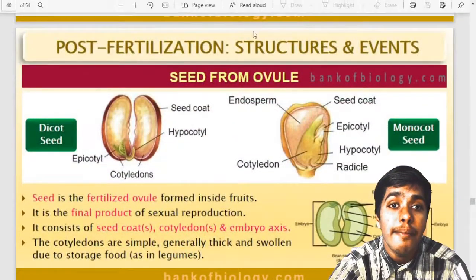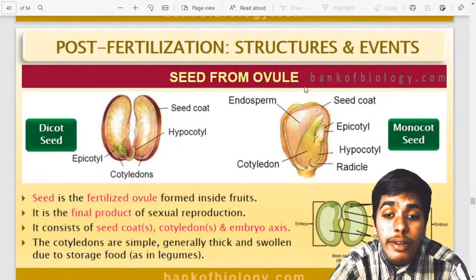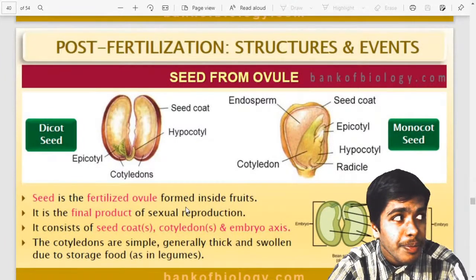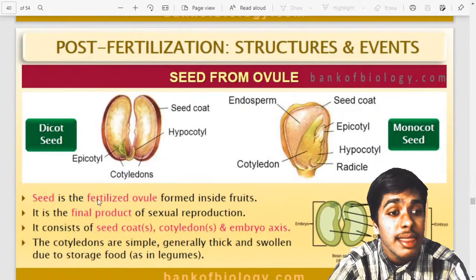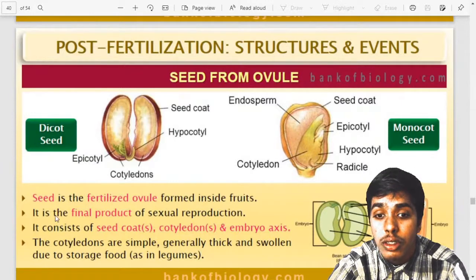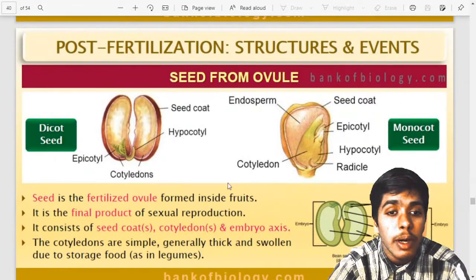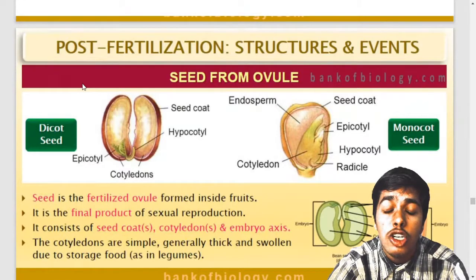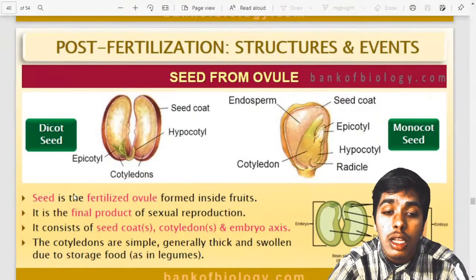Now, seed from the ovule. How will a seed form from the ovule? A seed is a fertilized ovule formed inside the fruit. It is the final product of sexual reproduction. So why does sexual reproduction occur? To form new embryos. That means the seed is the final product of sexual reproduction.